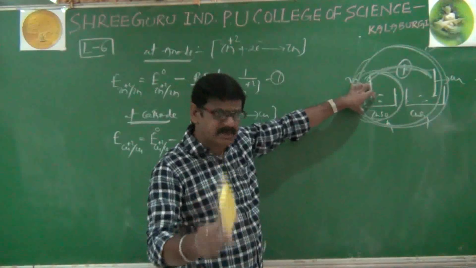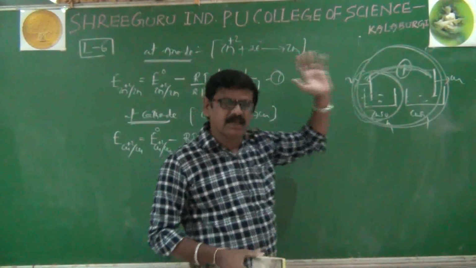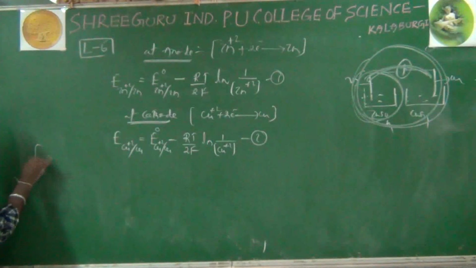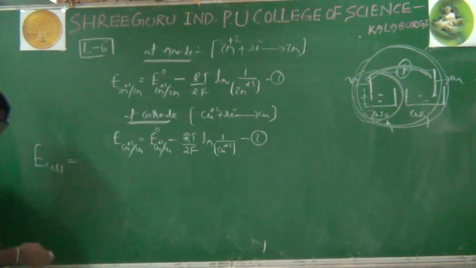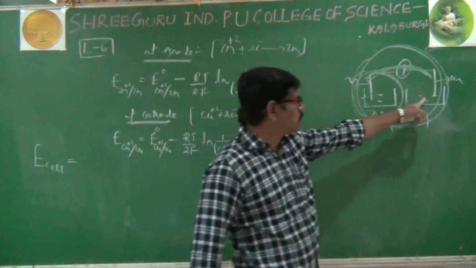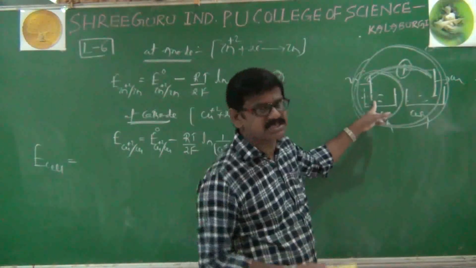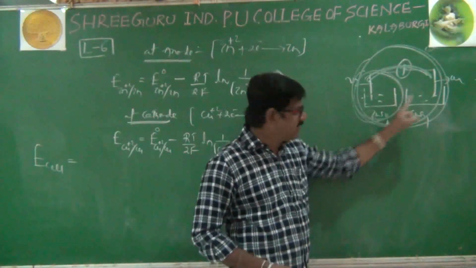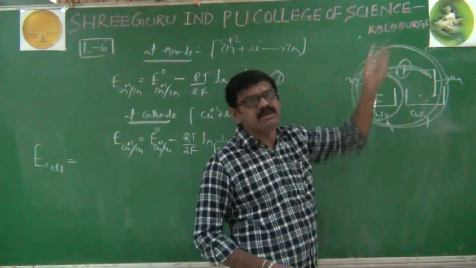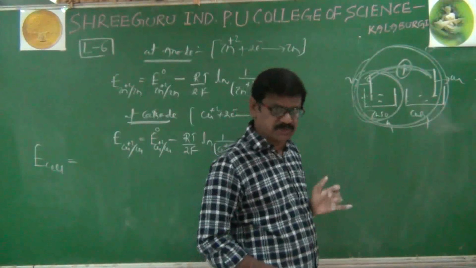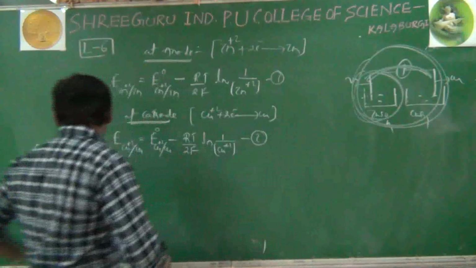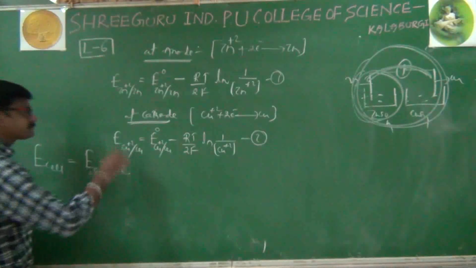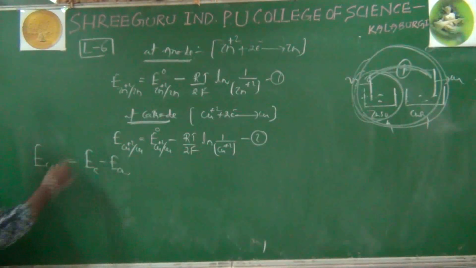To calculate the total cell potential, we have to use our regular formula only, that is E cell equals E cathode minus E anode. That's all, because we have taken both reduction potentials only, and its derivation etc. we have discussed in the previous videos. Please go through those videos. Okay, right. Therefore, E cathode minus E anode.